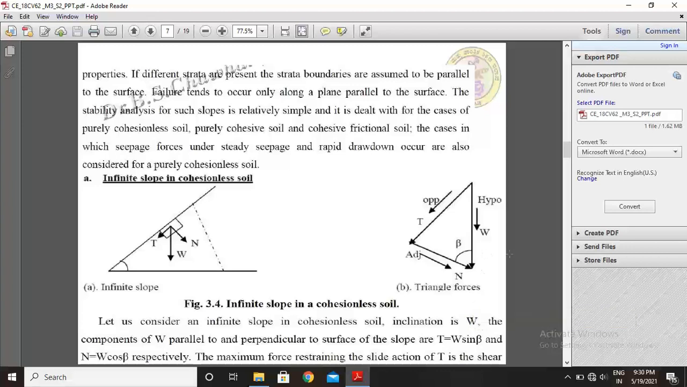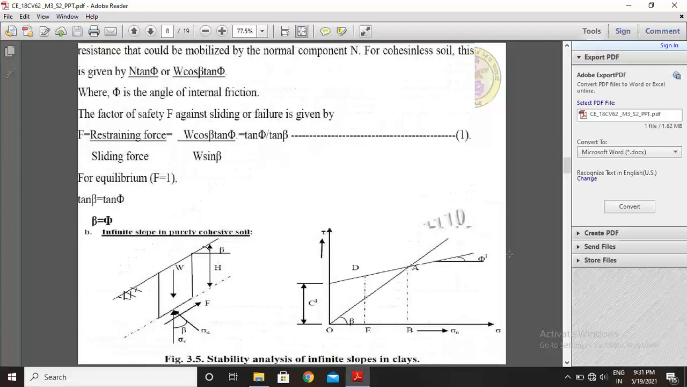Let us consider an infinite slope in cohesionless soil. Inclination is beta. The components of W parallel to and perpendicular to the surface of the slope are T, which we calculate as W sin beta, and N, that is the normal force, which we calculate as W cos beta, respectively. The maximum force restraining the slide, acting against T, is the shear resistance that could be mobilized by the normal component N.